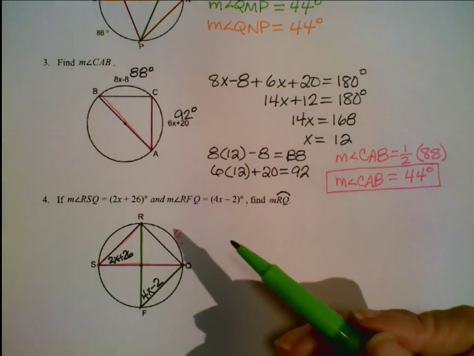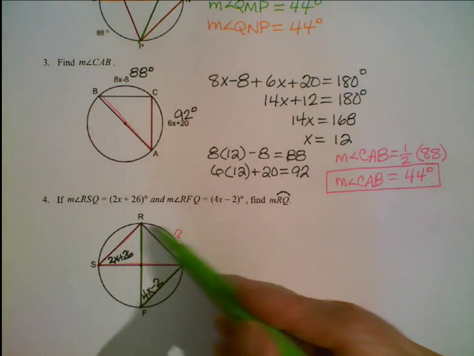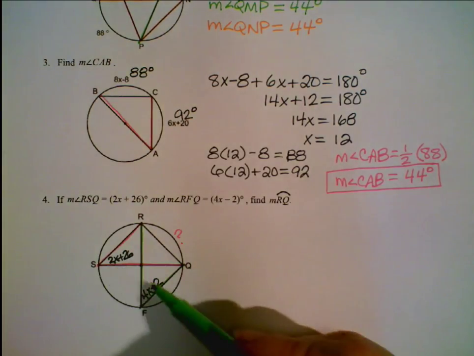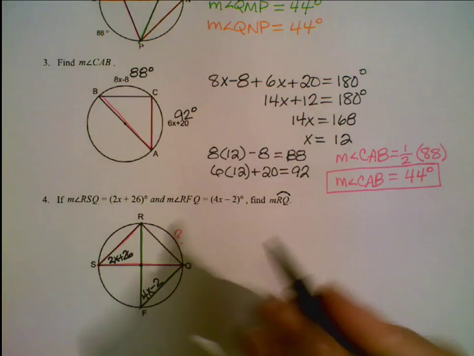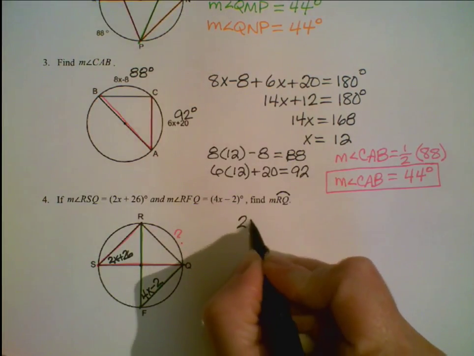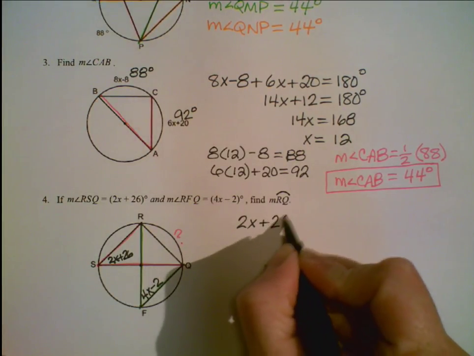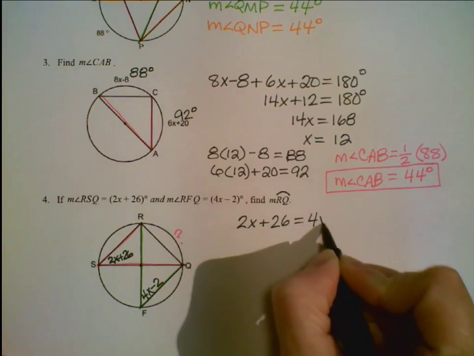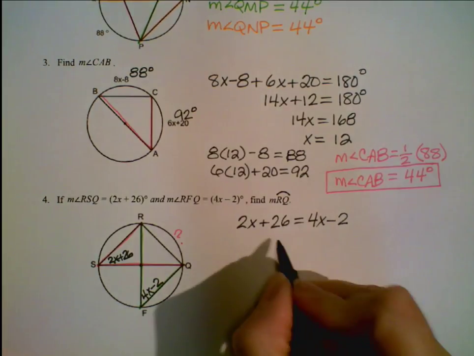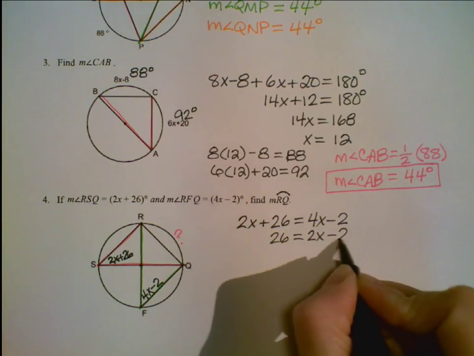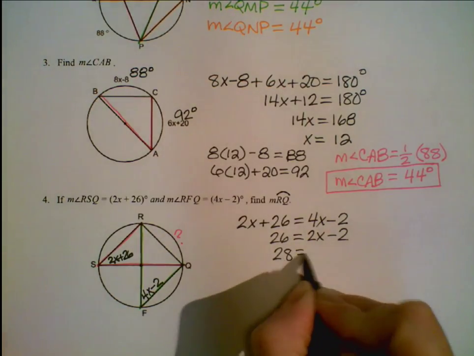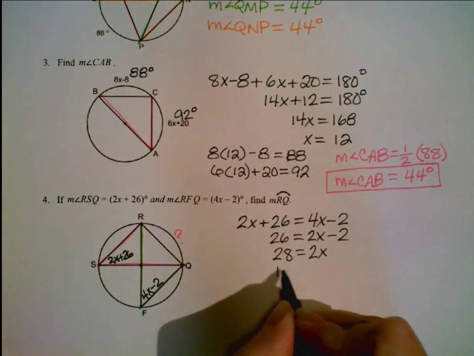So according to our theorem on the front side of our notes, if two angles have the same intercepted arc, then they have to be congruent to one another, which means in this case that the 2x plus 26 and the 4x minus 2 have to be equal to each other in order for those angles to be congruent. All right, so we solve like we've done many times before with equations and find the value of x.